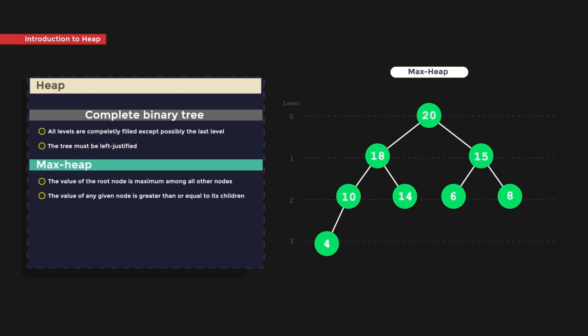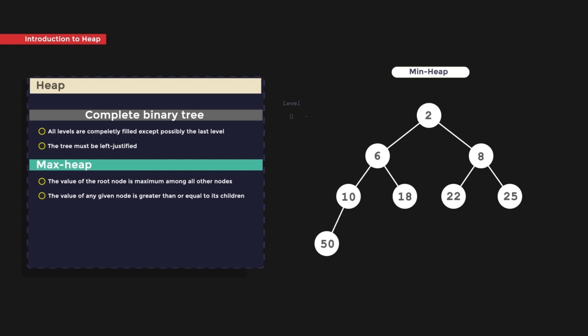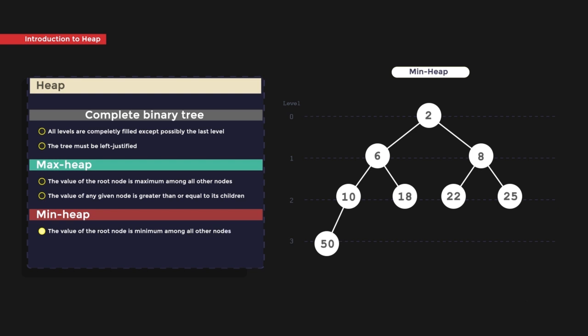Additionally, this complete binary tree can also generate a min heap when the value of the root node is minimum among all other nodes, and when the value of a parent node is less than or equal to its child nodes. As is observed, the value of the root node is minimum among all other nodes. And the next condition is that the value of any given node is less than or equal to its children.